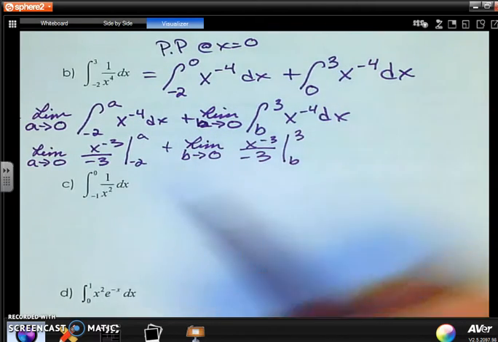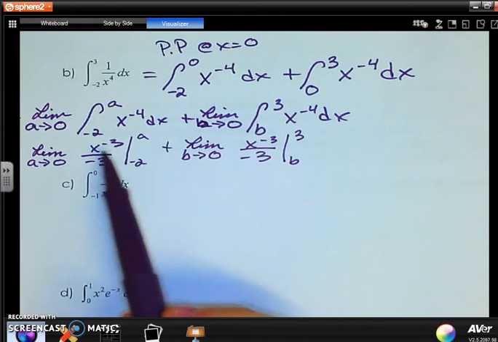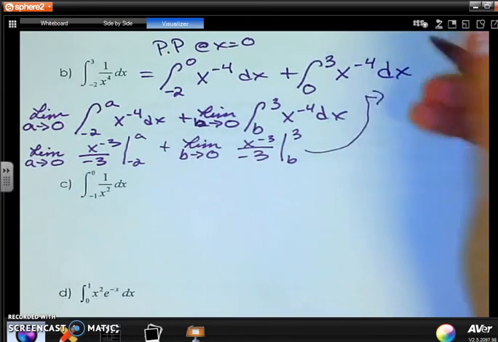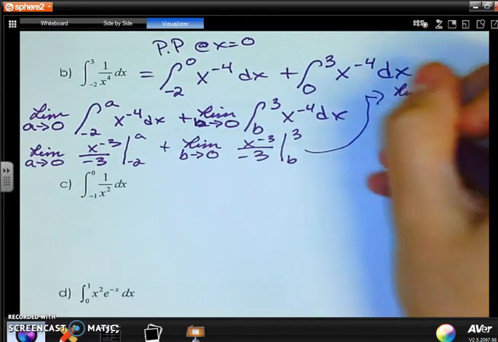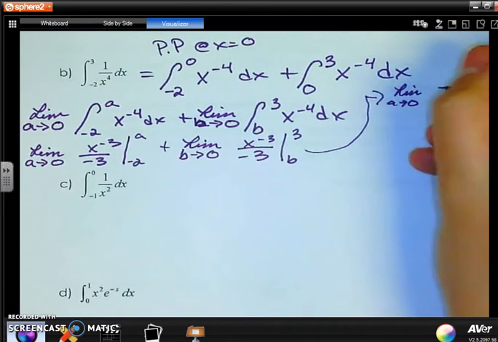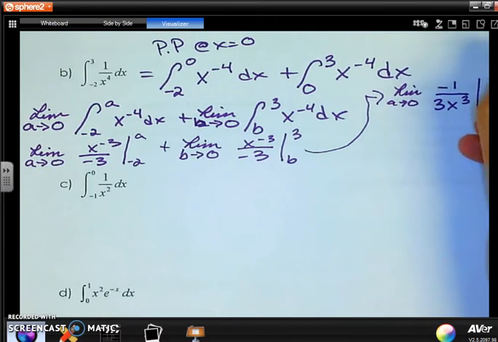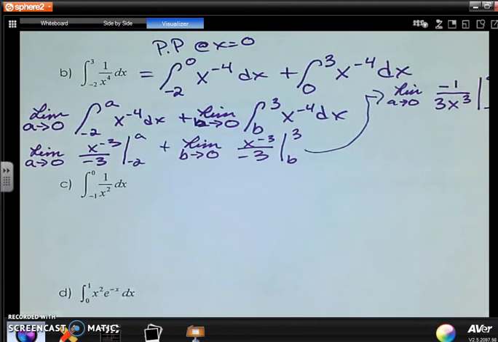Okay, so now you might want to take another line of work to rewrite this. I don't like it with this -3 as the exponent, so I would probably rewrite that as the limit as a approaches 0 of -1 over 3x cubed, because to me that makes it easier to plug in. Some of you can do that all in your head, but I think it's a little easier when you rewrite it. Plus the limit as b approaches 0, and I'm going to rewrite that one too as -1 over 3x cubed, evaluated from b to 3.